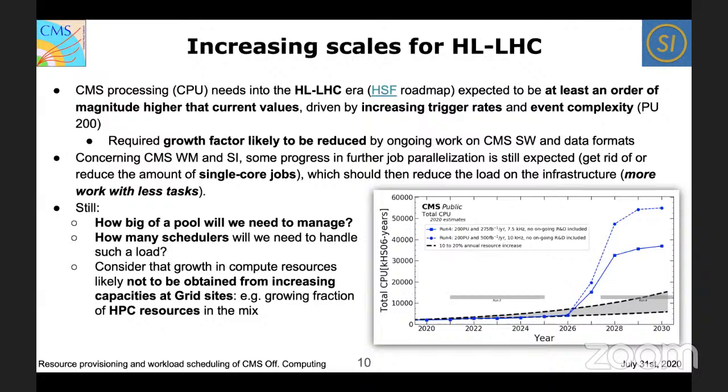Still, there are questions. How big of a pool will we need to manage when we have this increased amount of resources? How many scheduler nodes will we need in order to handle such a load and keep continuously feeding this pool? And also, again, consider that this growth will likely not come from grid resources, but most probably from other types of resources such as HPCs.